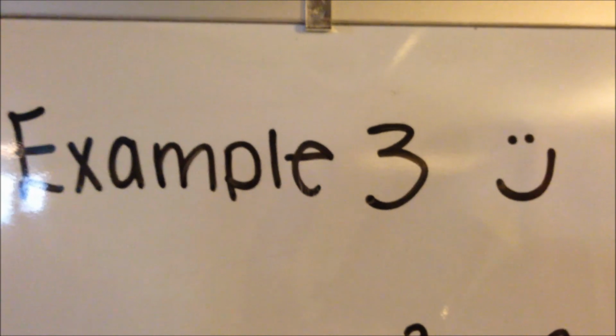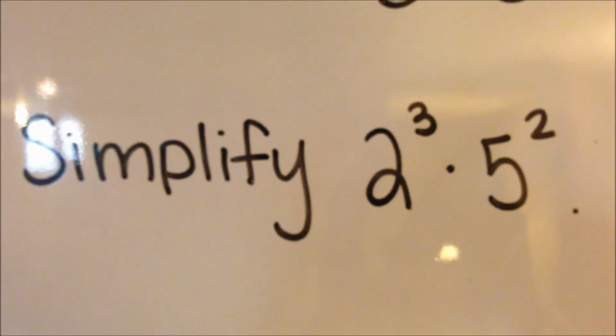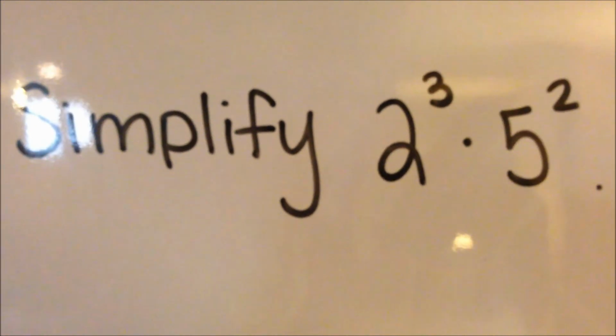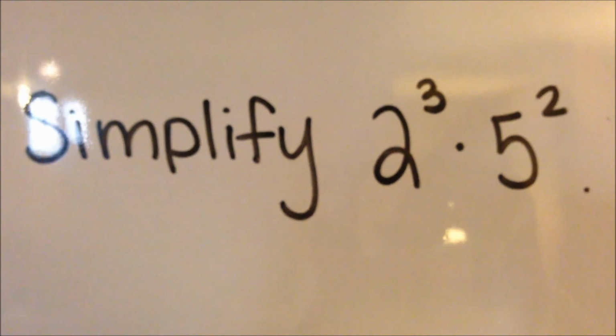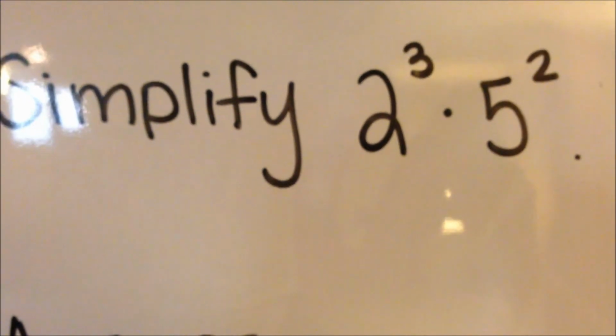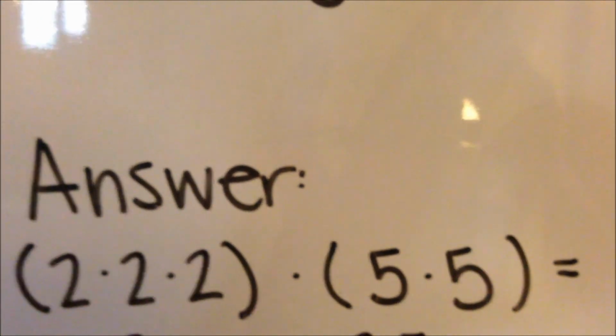Now let's try example 3. Simplify 2 cubed times 5 squared. Now, it's actually saying to simplify, so we want a number answer. Well, let's start by writing out 2 cubed as 2 times 2 times 2 and 5 squared as 5 times 5, like we did previously.